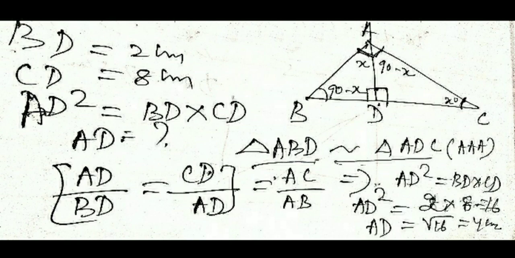Obtain the sides' proportion. Keep in mind, sides opposite to equal angles are in proportion. Therefore AD by BD is equal to CD by DA is equal to AC by AB. Now choosing the first two, you can find that AD square is equal to BD into CD. This is what is asked in the first bit, that you have to prove. So it is proved. If AD square is equal to BD into CD, placing the values of BD and CD, you will get 2 into 8, 16. So AD square is 16, therefore AD is equal to 4 centimeters.